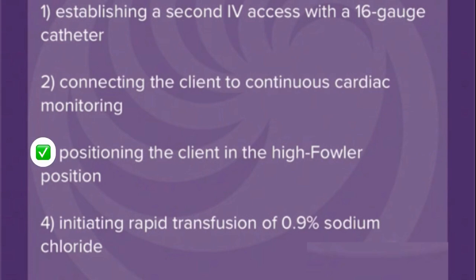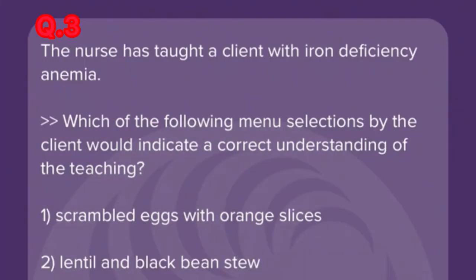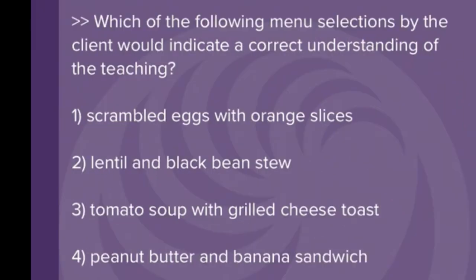The nurse has taught a client with iron deficiency anemia. Which of the following menu selections by the client would indicate a correct understanding of the teaching? Be sure and drop your correct answer in the comments. Option 1, scrambled eggs with orange slices. Option 2, lentil and black bean stew. Option 3, tomato soup with grilled cheese toast. Option 4, peanut butter and banana sandwich.